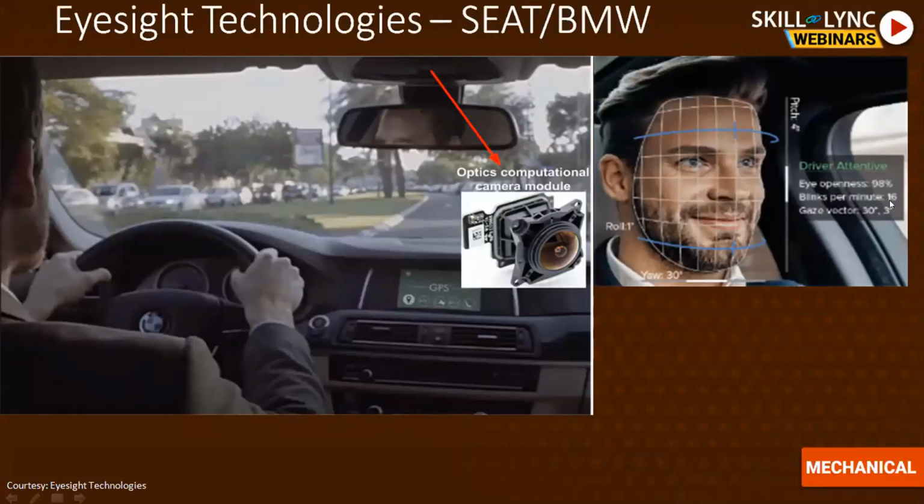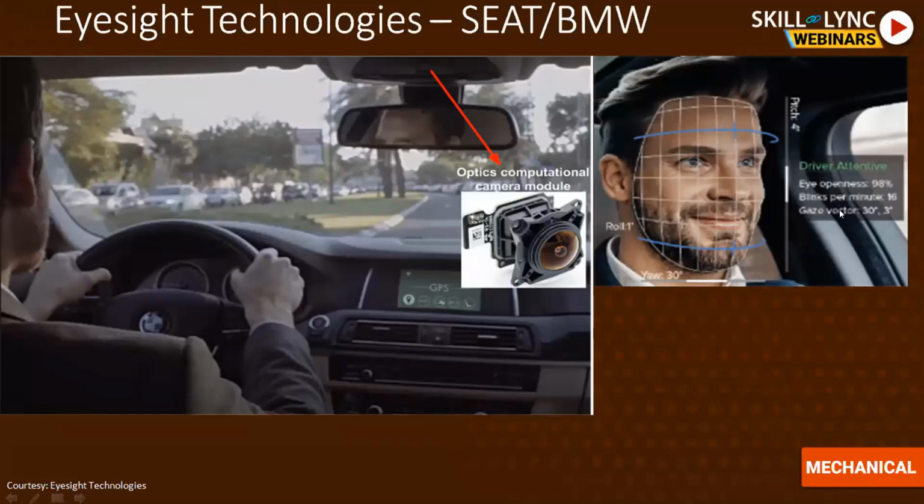The last one I wanted to show here is the EyeSight technology in collaboration with SEAT and BMW. They have the camera right above the rear view mirror, you can see. This is from Jabil and EyeSight Technology. This is another interesting technology that we have today that can detect precise movement of the head, for example, the yaw angle, the roll angle, and the pitch angle.